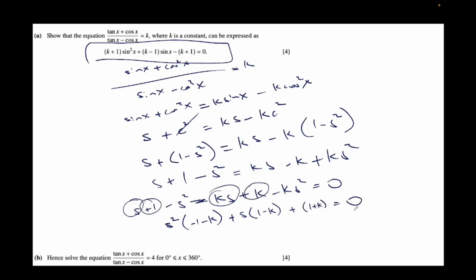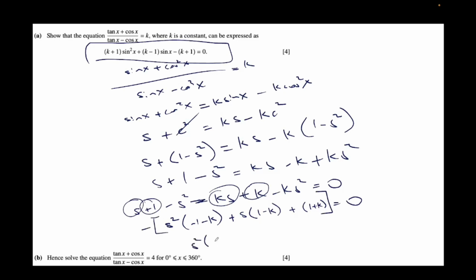Equals 0. And let's have a look at the only difference we have left now. We pretty much have this identical, except this is k plus 1. This is negative 1 minus k, isn't it? Times sine squared. We've got sine squared times this, but this is minus 1 minus k. K plus 1. It just means they multiply the whole thing by negative 1. So this is what we get.